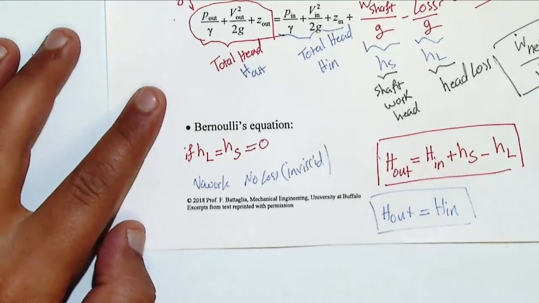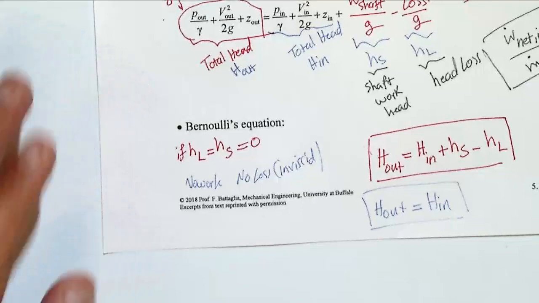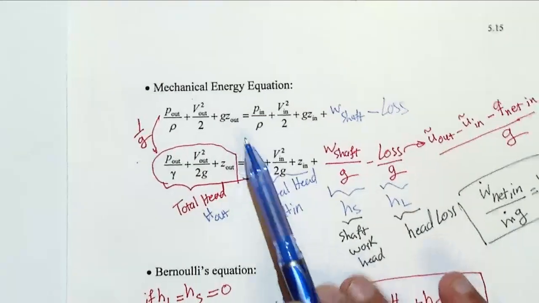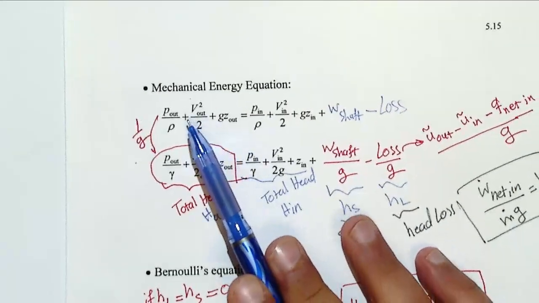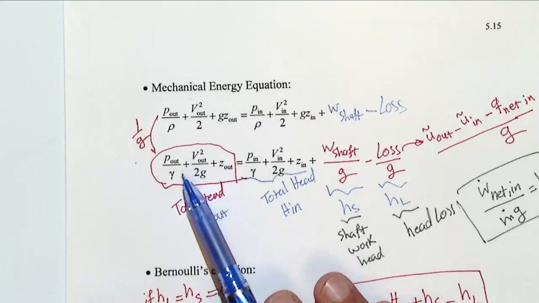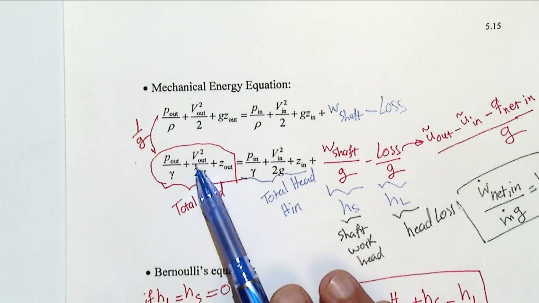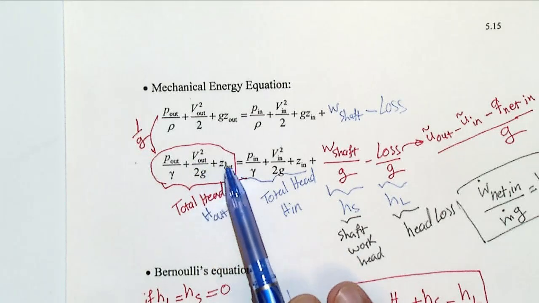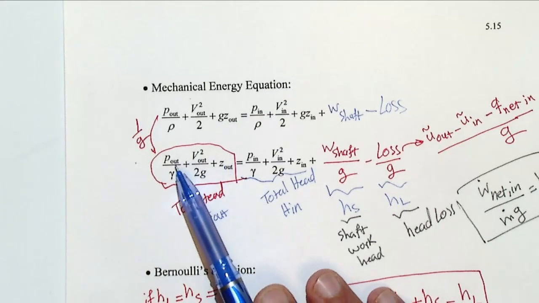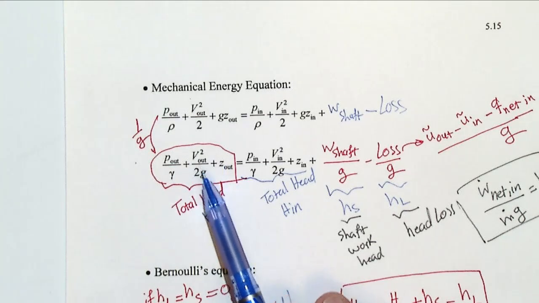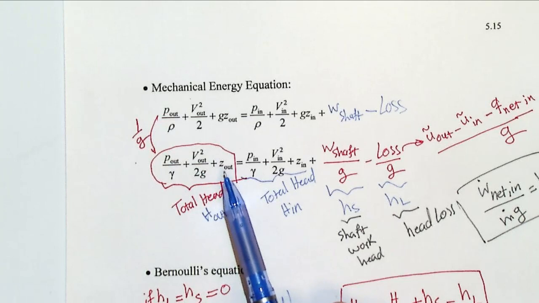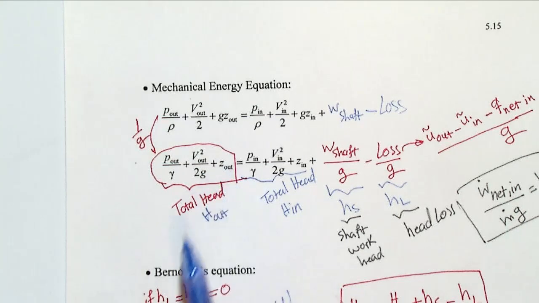What does it mean? It means that P over rho g plus V squared over 2g plus z, that is your pressure head, velocity head, and the height or potential head, are going to be conserved, right? It has to be equal from input to output.